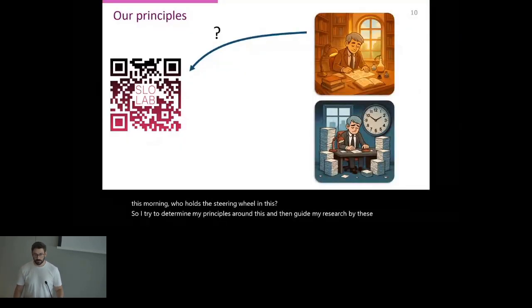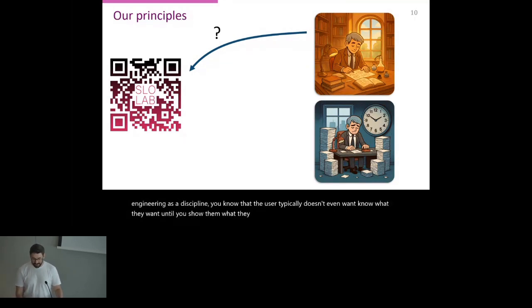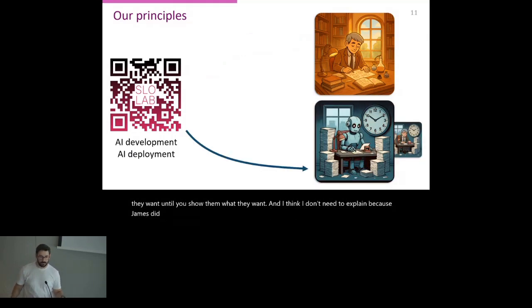what they do. And if you are in any way related to software engineering as a discipline, you know that the user typically doesn't even know what they want until you show them what they want. And I think I don't need to explain, because James did that beautifully, that we can then develop and deploy AIs to do whatever we want. And I want to replace the menial and tedious. So this is what I'm trying to do.